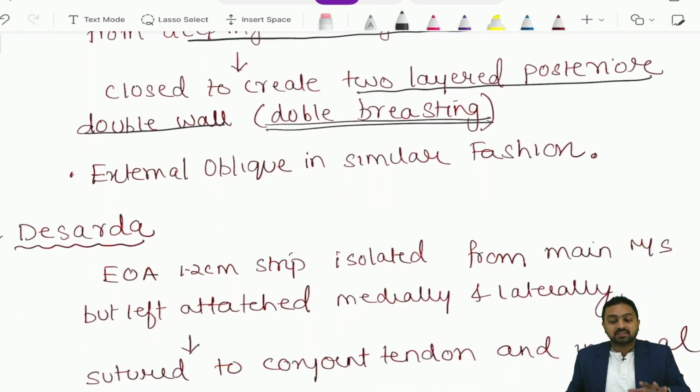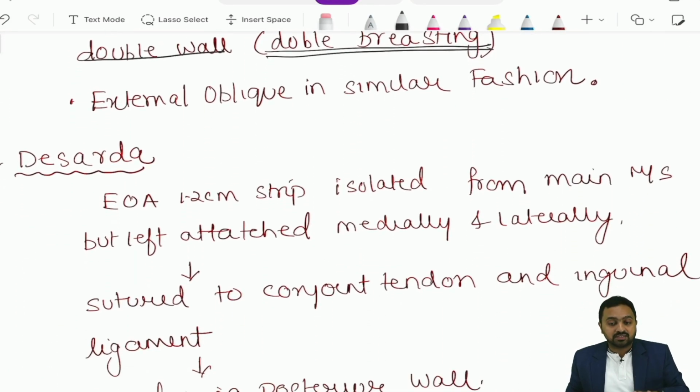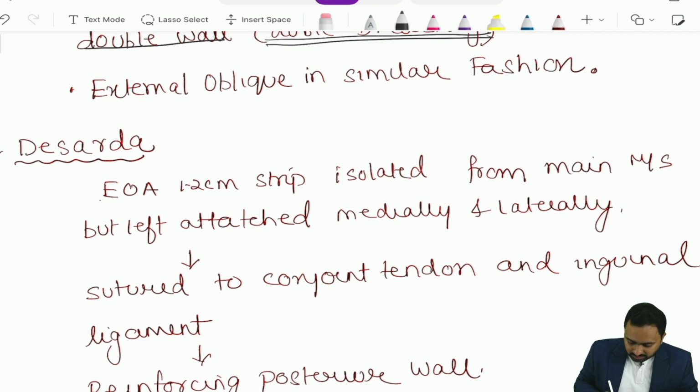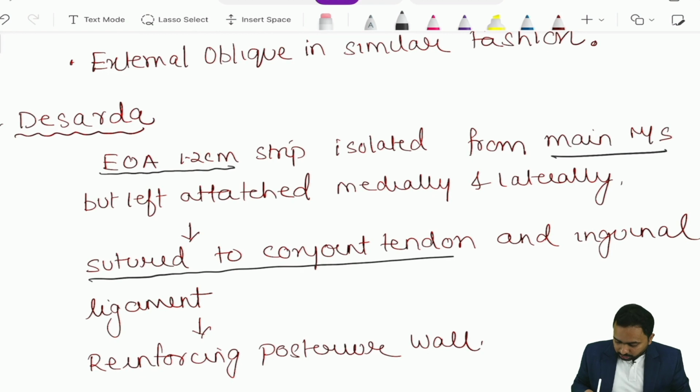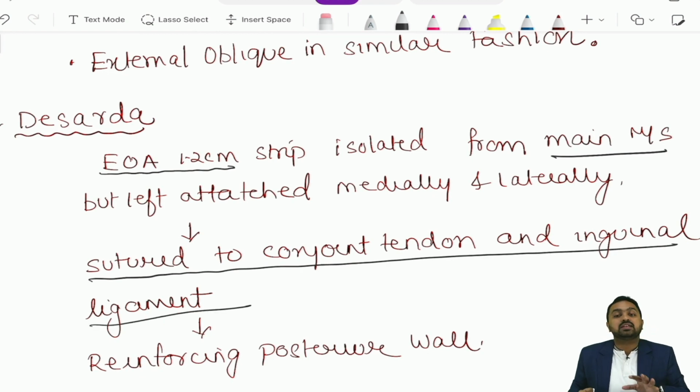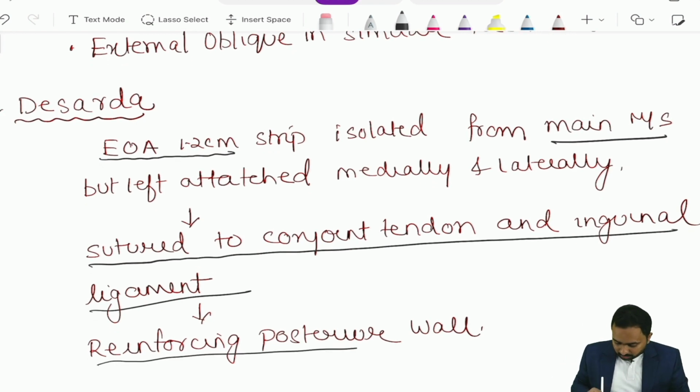Then you have your Desarda technique. Now, what happens in your Desarda technique? So, in Desarda, a 1 to 2 centimeter strip of your external oblique aponeurosis is isolated from your main muscle, but left attached medially and laterally. Now these are sutured to your conjoined tendon and your inguinal ligament, reinforcing your posterior wall.